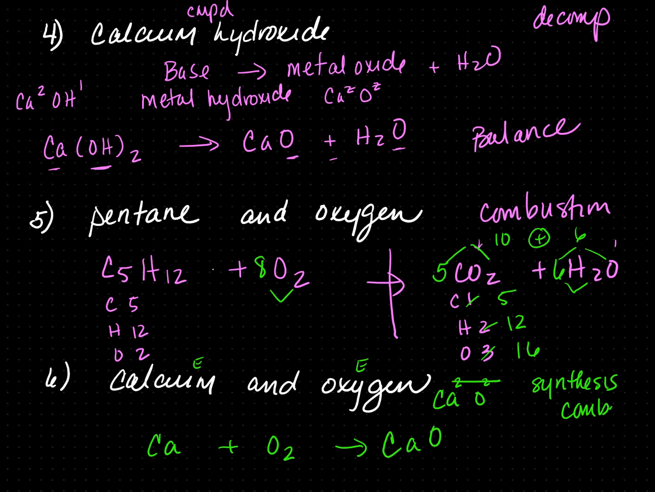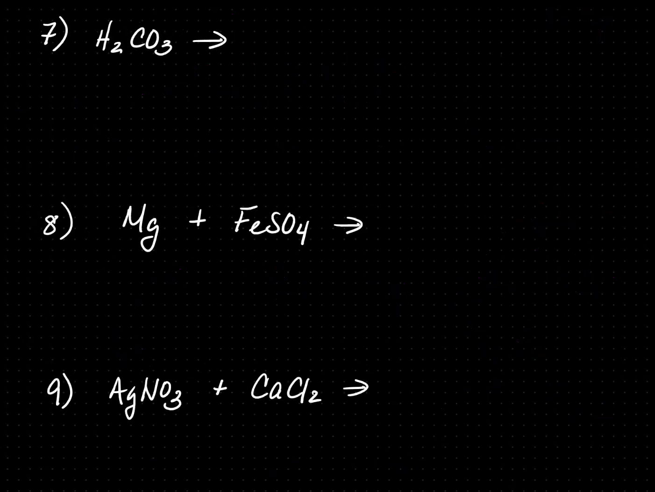Now I need to balance. There are 2 oxygens, so I need a 2 in front of calcium oxide, which gives you 2 oxygen, but it also gives you 2 calcium, so I need a 2 in front of calcium. So my balanced equation is 2, 1, 2. Number 7 we know is a decomposition because we start with one compound and it has to break into little ones. So this is a decomposition.